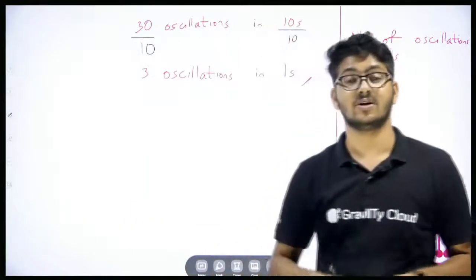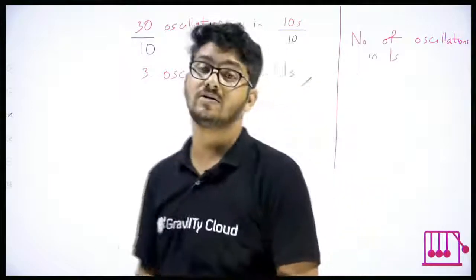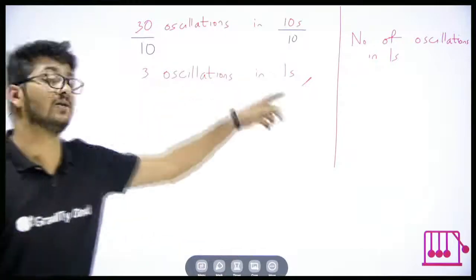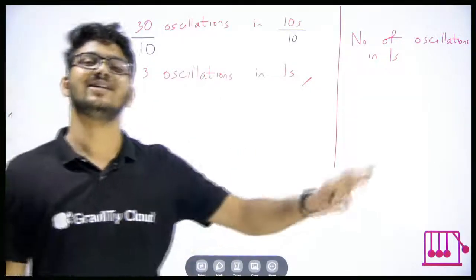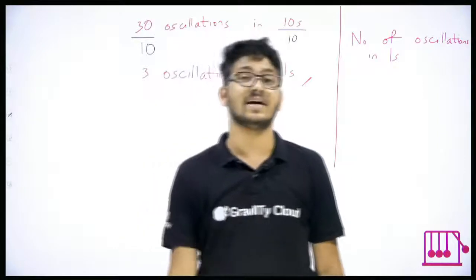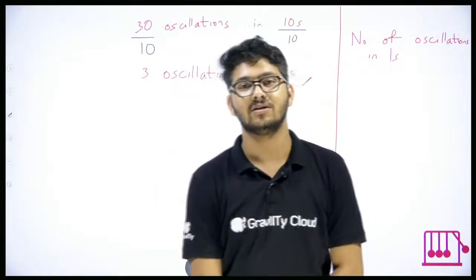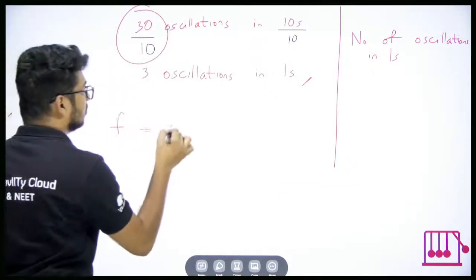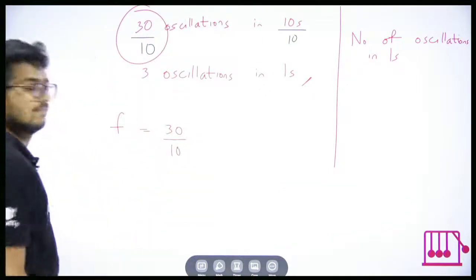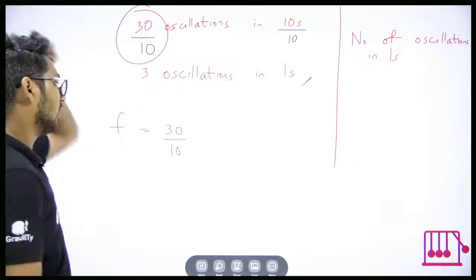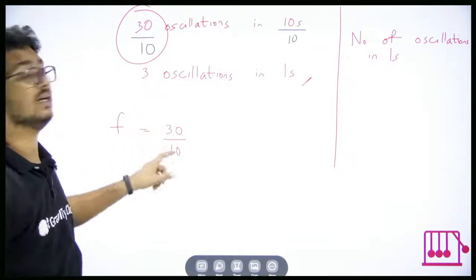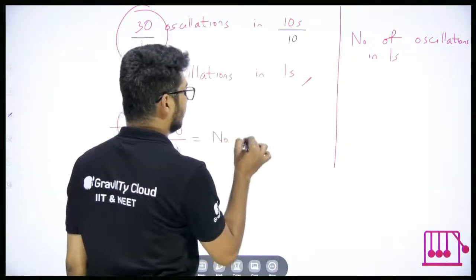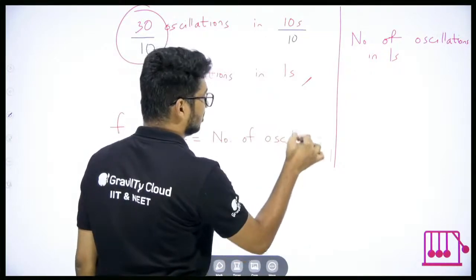Is that clear? So now coming back, look at the definition of frequency. Number of oscillations in 1 second. And what is the number of oscillations in 1 second? 3. So that 3 is frequency. And how did we get this? We got it from this calculation. F is equal to 30 by 10. Now look at this carefully. 30 by 10. What is the number 30? From where did we get 30 here? 30 is the number of oscillations given.